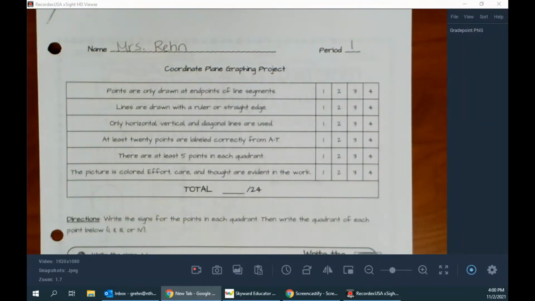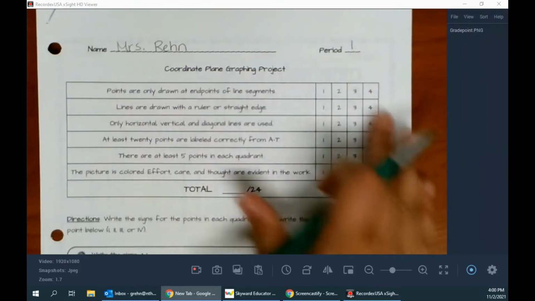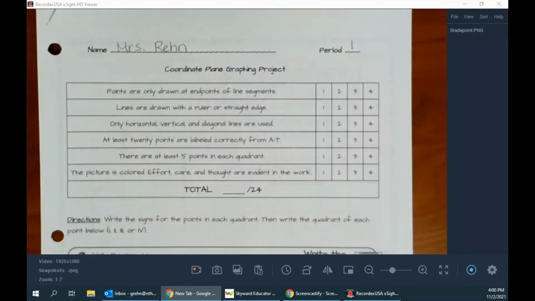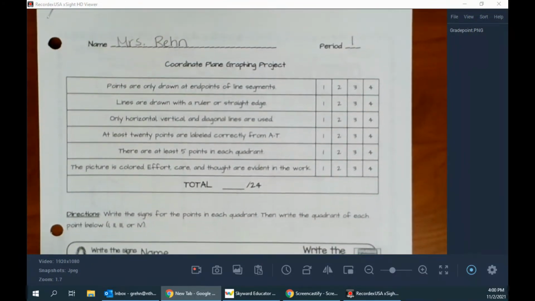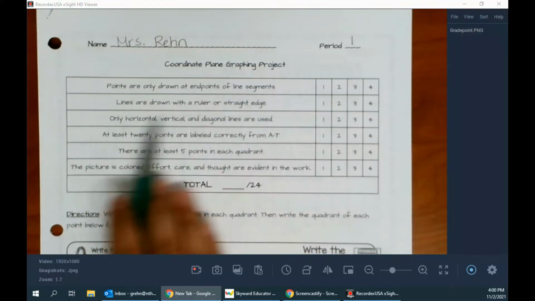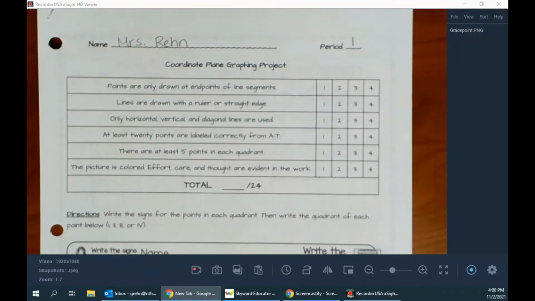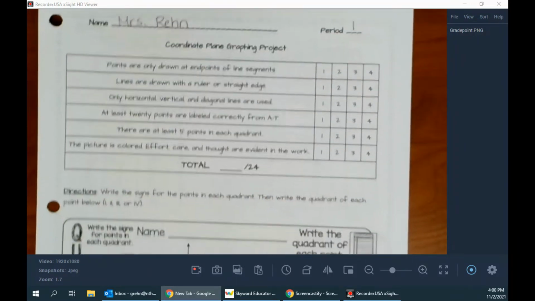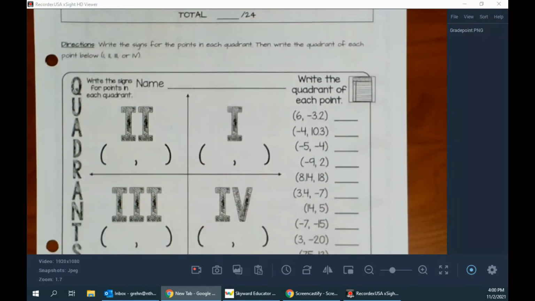So what you're going to see here, the first part is the rubric. This is how you're going to get graded on this project. We'll come back to this later, but it's definitely a good idea to read each of the things that you're going to be graded on in order to get your total score. The next part is a little bit of a review.